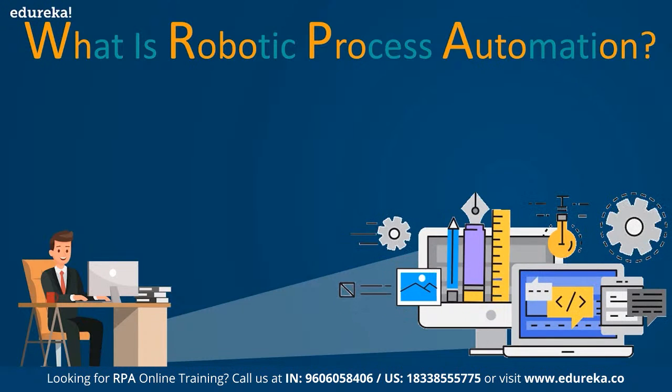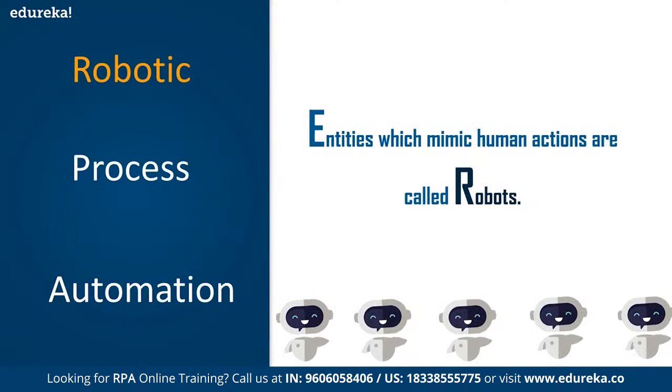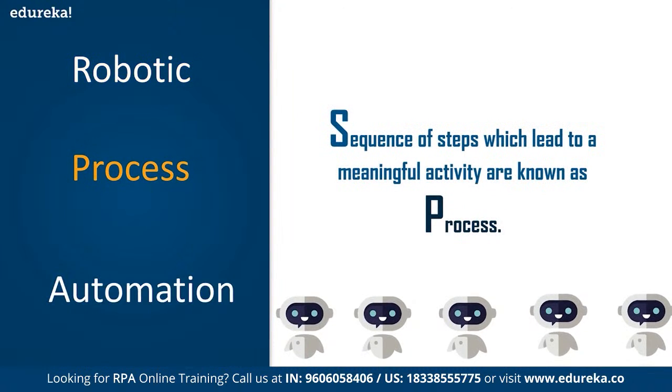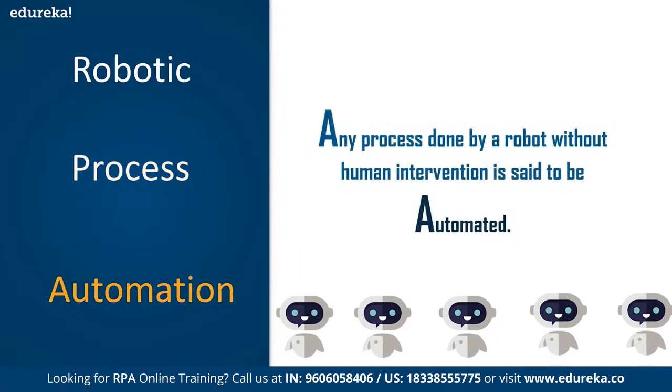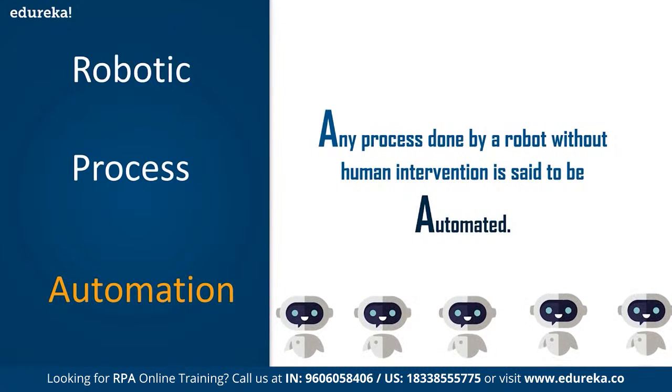Now, if I have to break down the terms robotic process and automation for you, then robotic means any entities which mimic human actions. So any entities which mimic human actions are called robots. Now these entities follow a sequence of steps to perform a task, right? So those sequence of steps are nothing but a process. So any sequence of steps which lead to a meaningful activity are known as a process. And finally, coming to the third term, that is automation. Any process done by a robot without any human intervention is said to be automated.